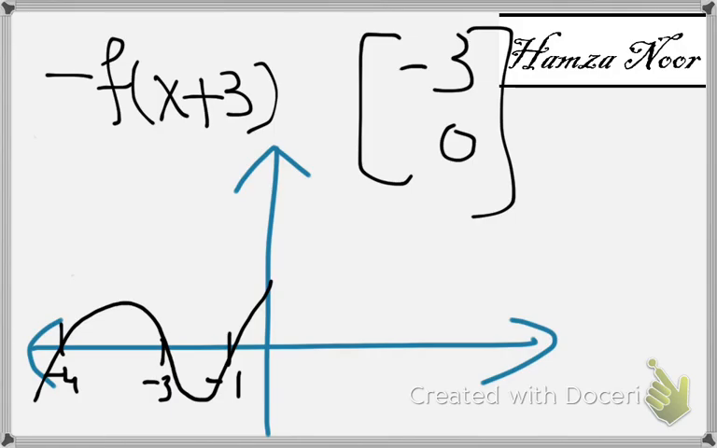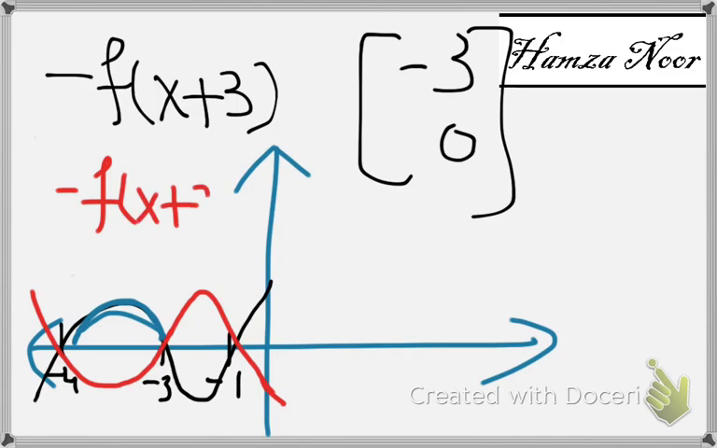Now all you need to do is reflect this whole graph in the x-axis. So this black part over the x-axis will come down like this, and this black part over here will be reflected upwards. This red part is the new graph. So this is the graph of -f(x + 3).